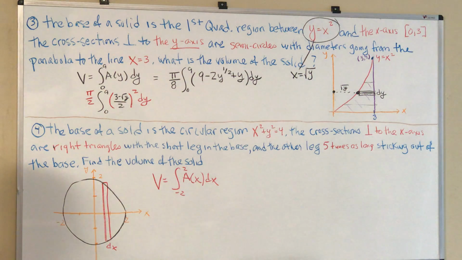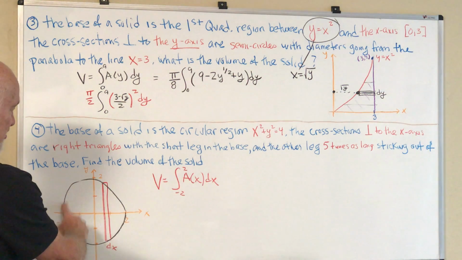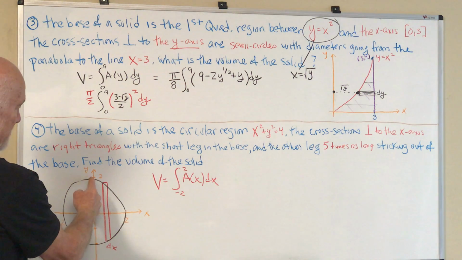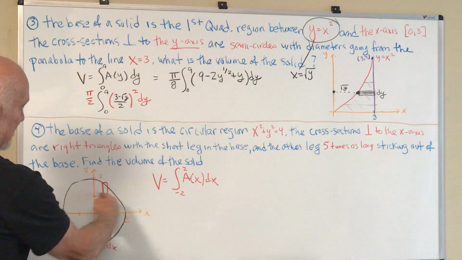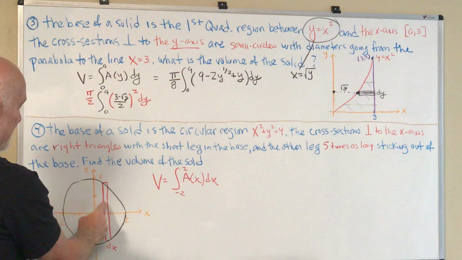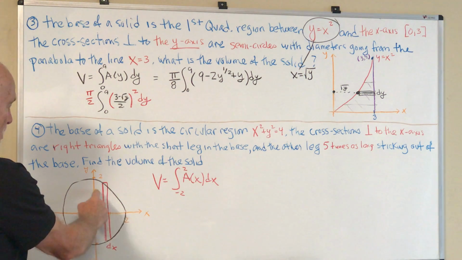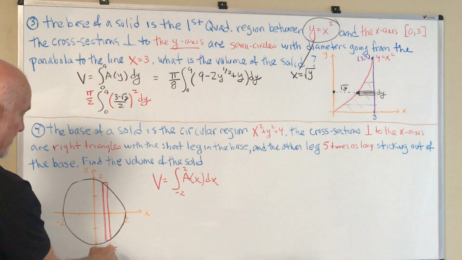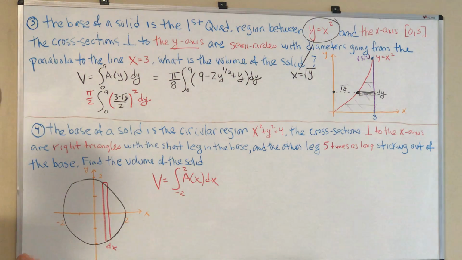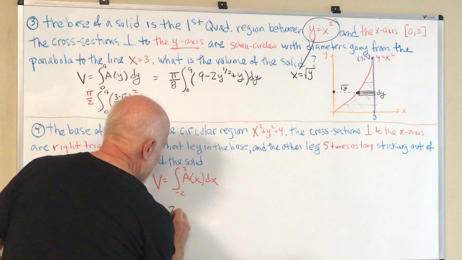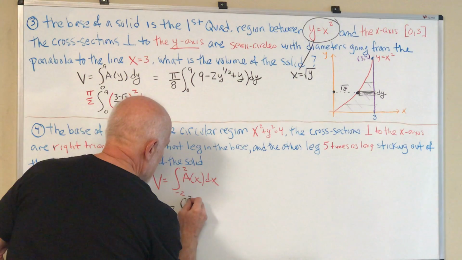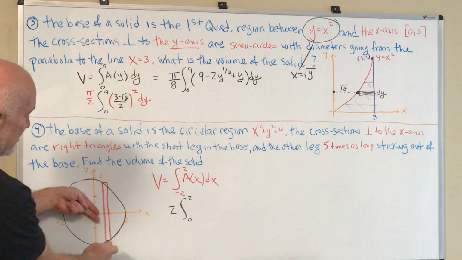Now, first of all, I always like to make my job a little bit easier. I can see in a circle that from the y-axis over to the right and the y-axis over to the left, they're both the same semicircle and they're going to have the same cross sections coming out. So I could just go twice the integral from 0 to 2. Just get the volume for this side and double it.